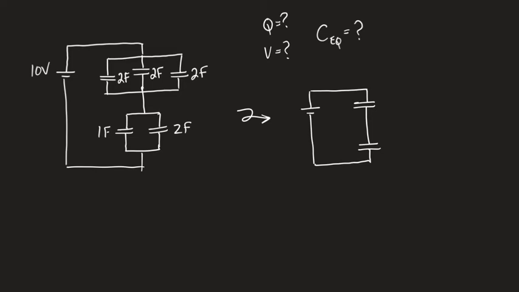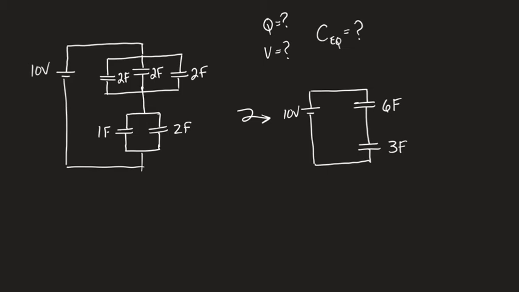The top appears to have 3 capacitors in parallel. For parallel capacitors, we merely add them together. So that produces a total of 6 farads for my top system of capacitors. That is the equivalent capacitance for that system. The bottom system, similar, they're in parallel, I add them. So 2 and 1 gives me 3. And I still have my 10 volts applied to it.